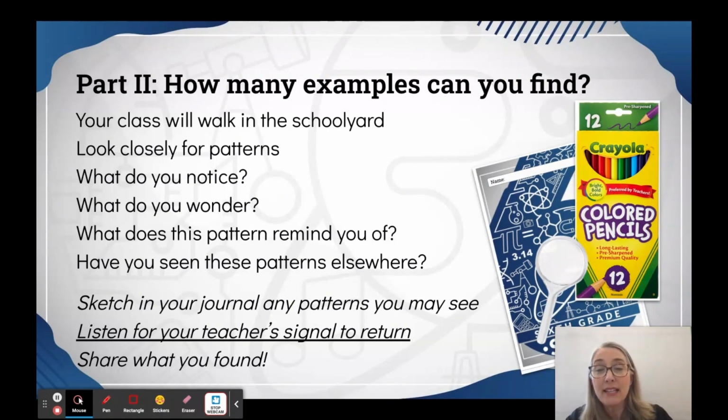When you come back in, you're going to be discussing some of these patterns that you found that are similar or different from some of your friends. So remember to go out to the spot that your teacher tells you that you can look for any of these nature patterns. And remember, look closely. Listen for your teacher's signal to return and then share what you found with each other. I'll see you back here in about 10 minutes.